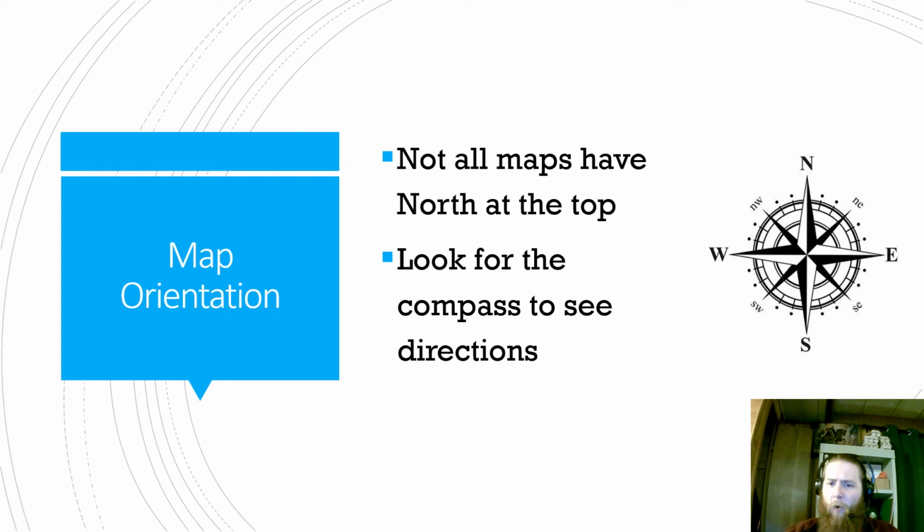So maps are not always oriented with north at the top. To find out what's going on, you're going to look for this compass rose. Sometimes this is really simplified, and none of this is here except the north, just pointing north. And whatever way is pointing north, then you can find out that east is going to be on your right, west is going to be on the left, and south will be running straight down opposite of north.